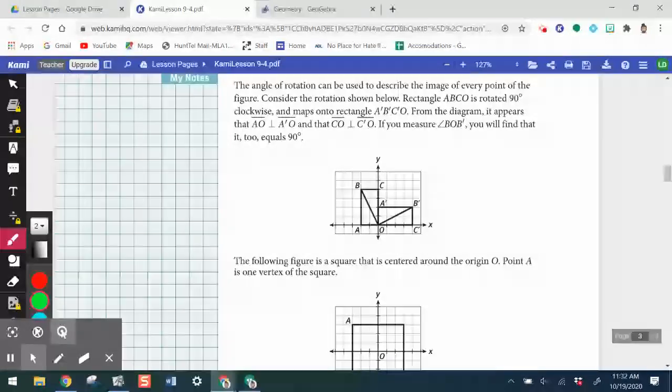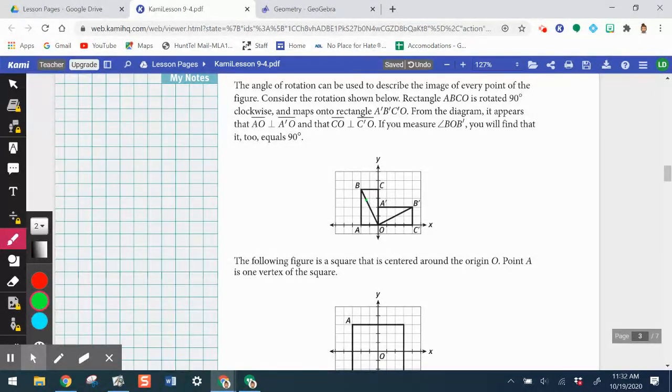Rectangle ABCO, that's this rectangle here, is rotated 90 degrees clockwise, so we see that, 90 degrees clockwise, and maps onto rectangle A prime, B prime, C prime, and O. Can you guess the main reason why O did not move? Well, O is the center of rotation, or in this case, the origin.